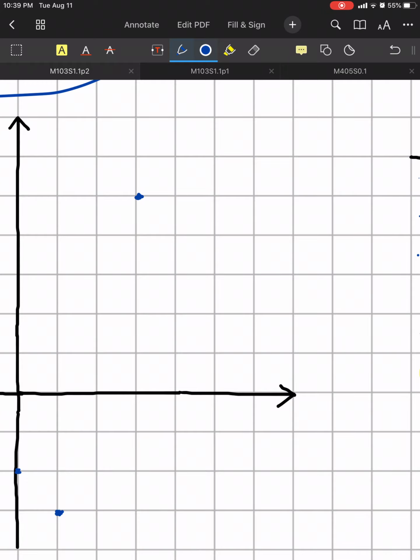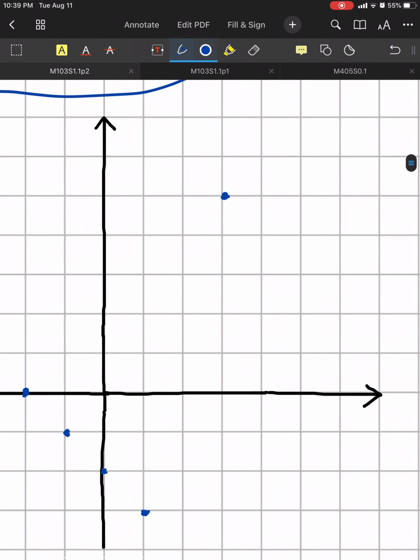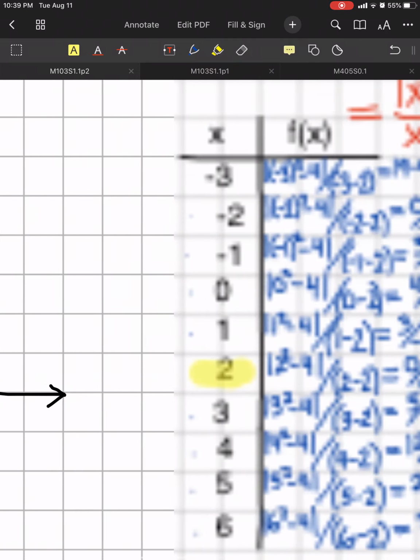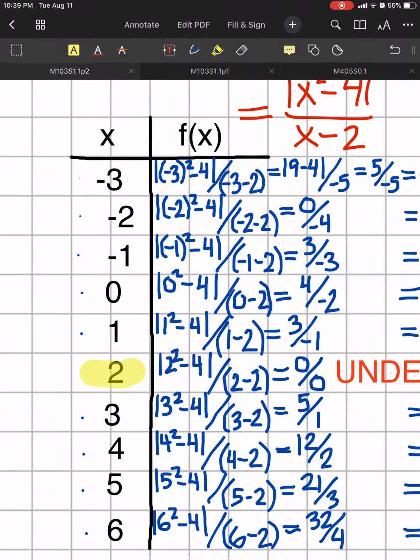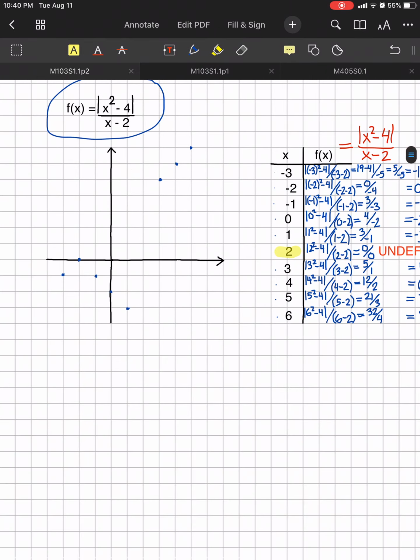Should be right about there. The next one, if I remember, was 4, 6. So that's 4 up 6. The next one is 5, 7. That is over 5 up 7. So those are all the points we got.